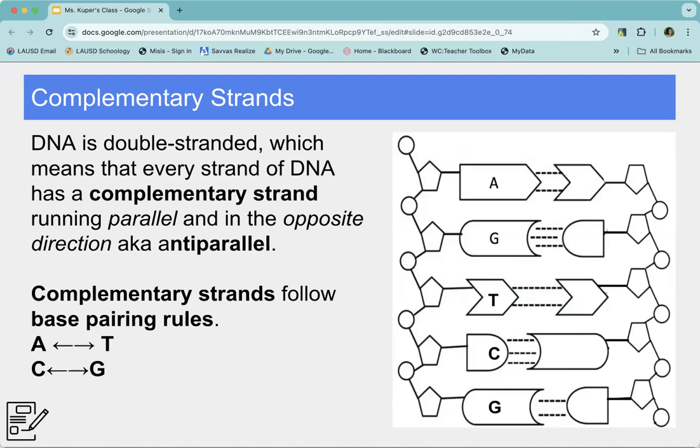So on your closed notes, there's a little activity for you to fill in the complementary strand of DNA, just a little reminder of where we've been.